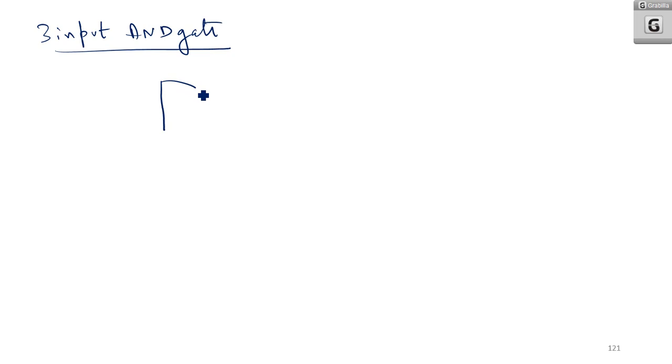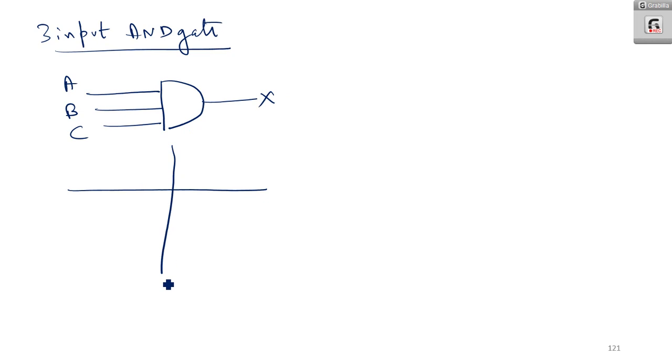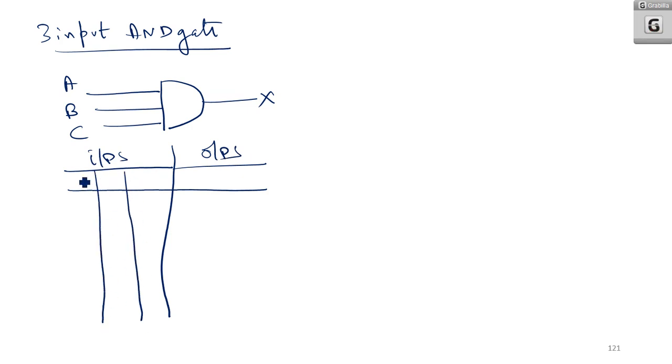Now next one is coming into three input AND gate. Okay. So here the AND gate will be having three inputs A, B, and C. The output is X. So if I am drawing the truth table of that, how will it be? Having inputs, outputs, A, B, C, and X.